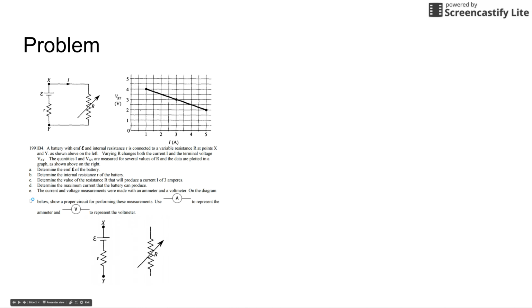And then problem E says the current and voltage measurements were made with an ammeter and a voltmeter. On the diagram below, show a proper circuit for performing these measurements. Use a line with an A to represent the ammeter and a line with a V to represent the voltmeter, and they give you some information down here.